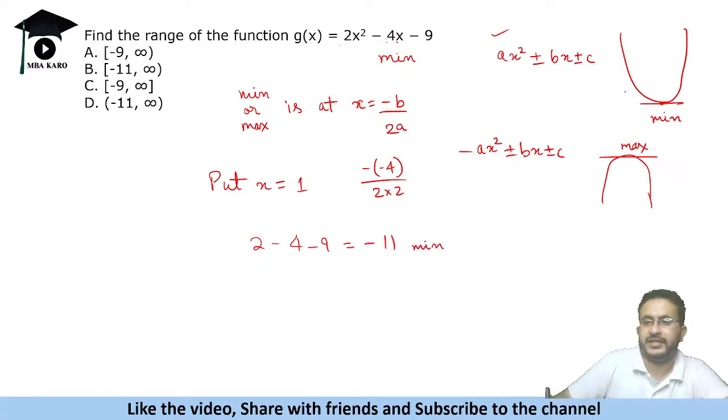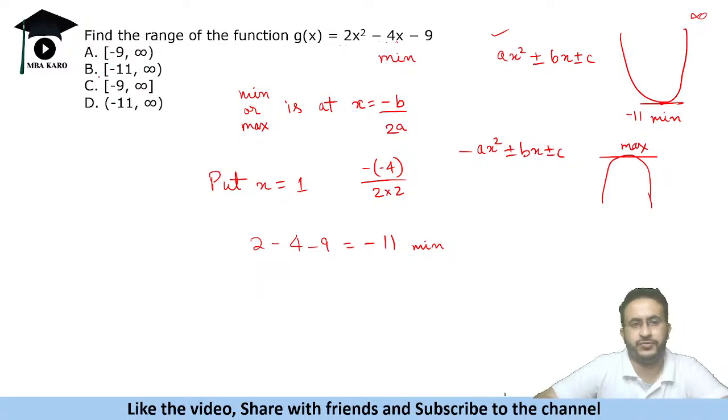Okay? And then it will have any other positive value, like यहाँ पे infinity तक जा सकता है. So the value is minus 11 to infinity. So which one will we choose? We will choose this option. Why? Because minus 11 is defined. Okay? We will get x equal to 1, that the value is minus 11. So we will include minus 11.